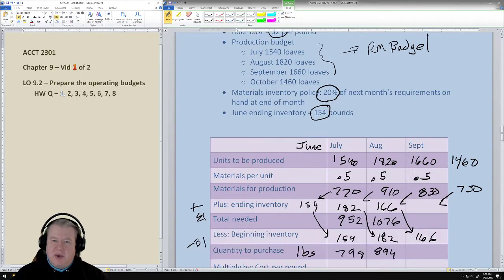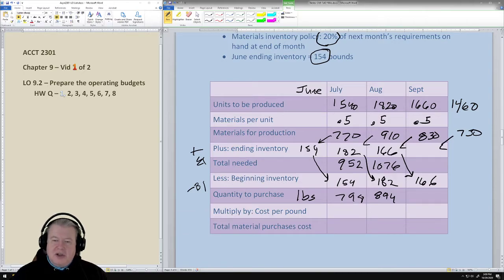It's $2 per pound. So not only do we have to translate the production into raw materials. So this is production and this is raw materials. We have to do this step first before we do our plus and minus inventory stuff. But at the end, if they're not asking for pounds, if they're asking for total dollars, we have to multiply this by $2 per pound. So the answer in this particular case would be 1596 and 1788. So those are the two hard ones.